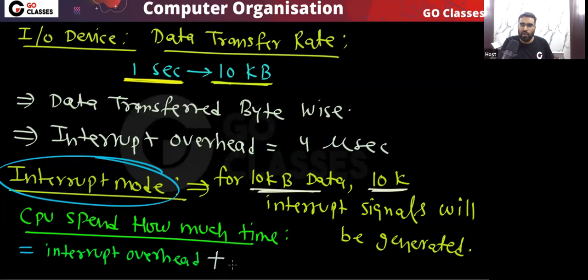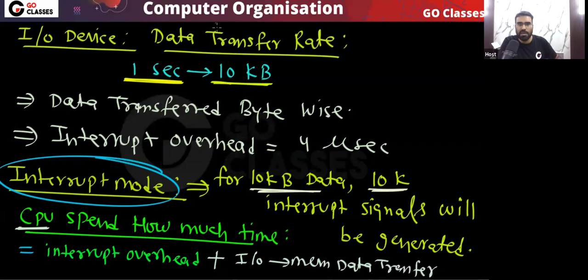Also, the CPU will be involved here. Where? I am asking where the CPU will be involved in the interrupt driven mode. In the interrupt driven mode, CPU will be involved in the interrupt overhead, also in the data transfer from IO to main memory. Correct? In these two things, the CPU will be busy. Do you agree with me?